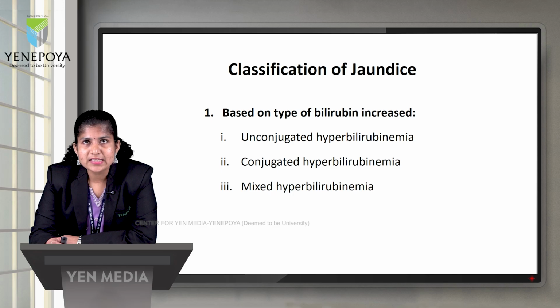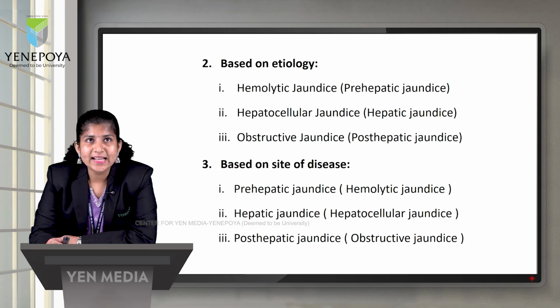Next we will see the classification of jaundice. The first classification is based on the type of bilirubin increased. The first one is unconjugated hyperbilirubinemia, the second one is conjugated hyperbilirubinemia, and the third one is mixed hyperbilirubinemia. The next classification is based on the etiology. It is classified into three: hemolytic jaundice, hepatocellular jaundice and obstructive jaundice.